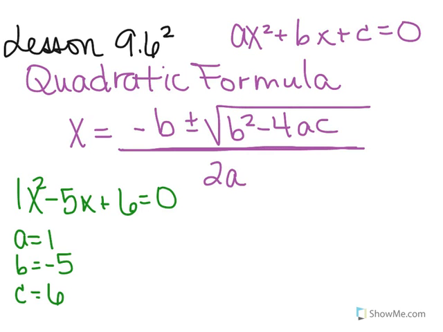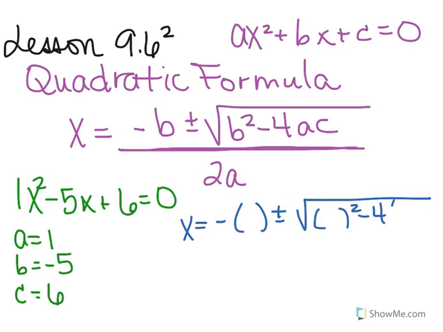So when you go to do the quadratic formula, I ask that you only use parentheses for your letters at first. So do x equals the opposite of parentheses, plus or minus the square root of parentheses squared minus 4, and then 2 sets of parentheses, all over 2 times parentheses.